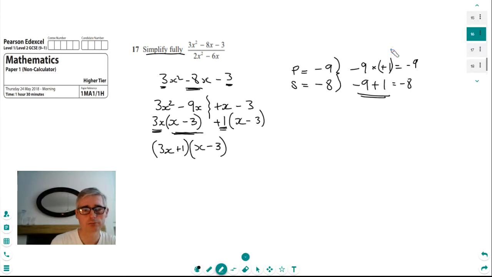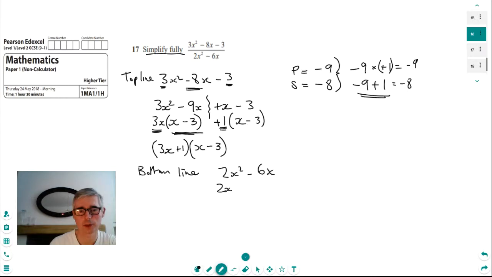What we can then try and do, so here's the top line. If we look at the bottom line, or denominator, so the bottom line is 2x squared minus 6x. We're looking for a common factor in that. So we can see, well, we could take out a 2 and an x from that. And then that would leave inside a bracket, that would leave x minus 3. So that's fully factorised as well.